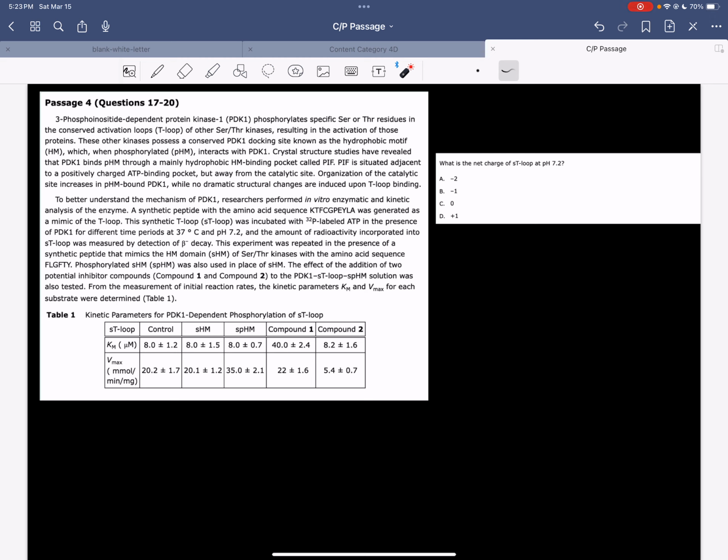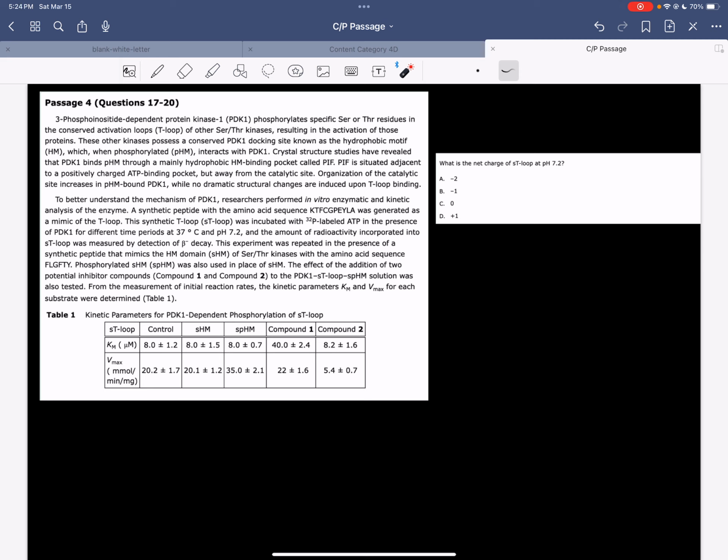What I need to do now is look around that ST loop. I'm going to read the sentence before where they mention the ST loop, I'm going to read the sentence where they mention the ST loop, and I'm going to most likely read the sentence after they mention the ST loop, just to cover all my tabs. And it's very quick. So let's read the sentence before the mentioning of the ST loop. The sentence starts with this. It says, a synthetic peptide with an amino acid sequence KTFCGPEYLA was generated as a mimic of the T loop. This synthetic T loop called ST loop.